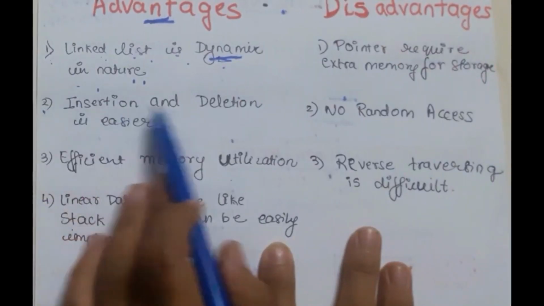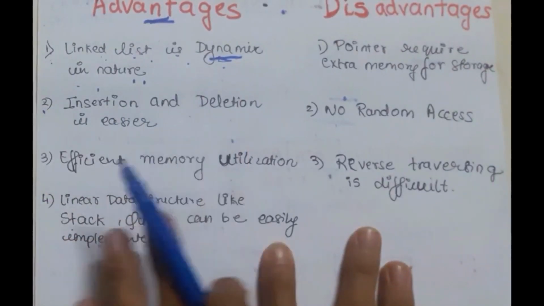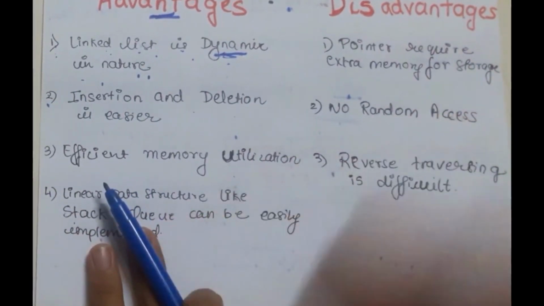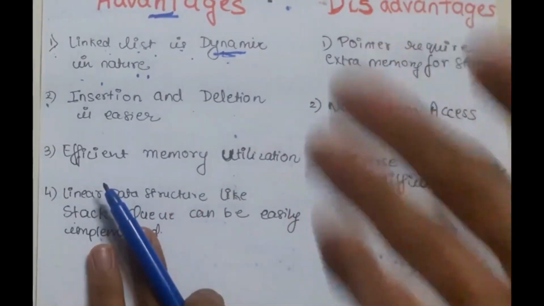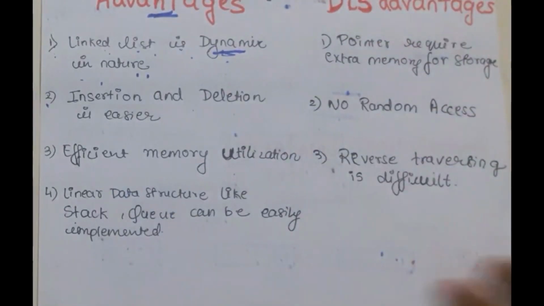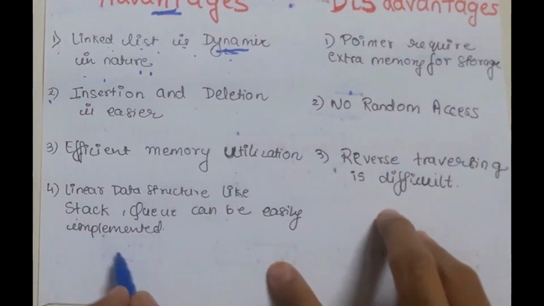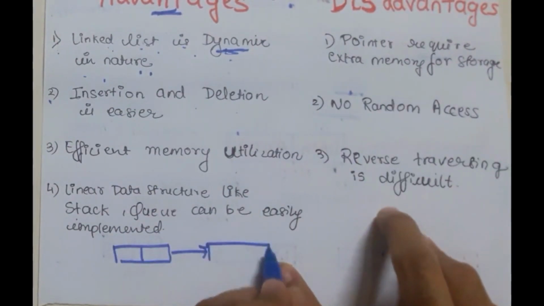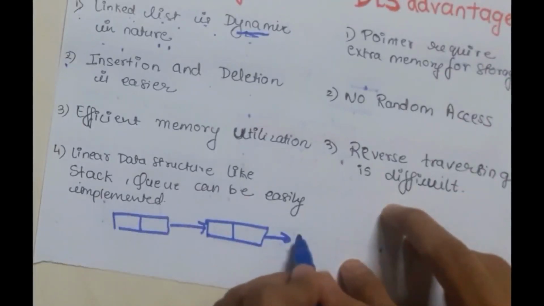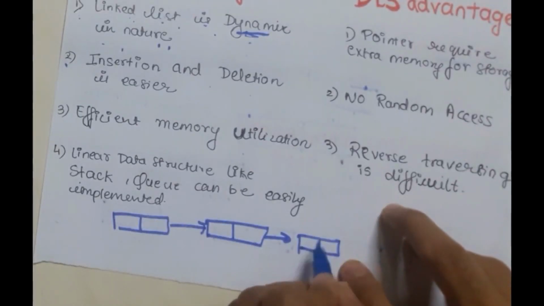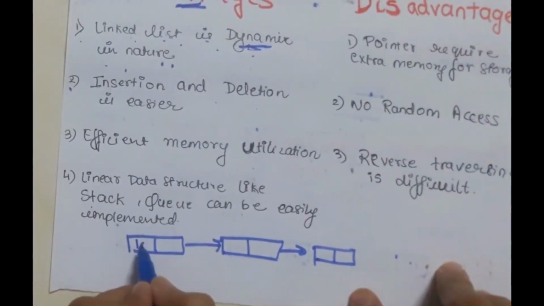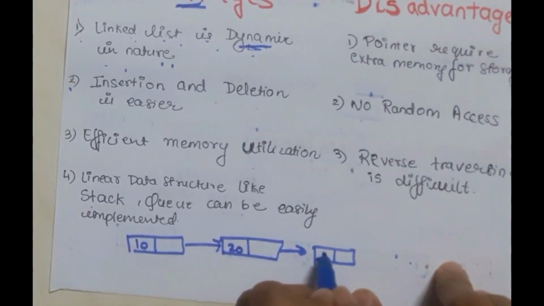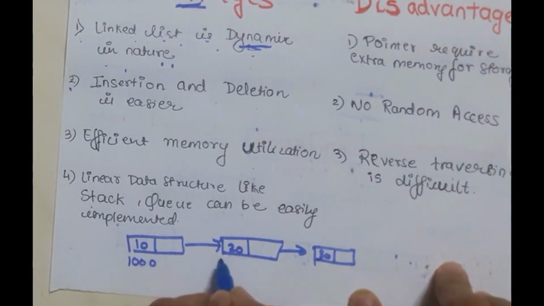The second is insertion and deletion is easier. In linked list, inserting a node into the linked list or deleting a node from linked list is easier. For example, consider this. Consider there are three nodes, like this, elements, address, the address, okay.